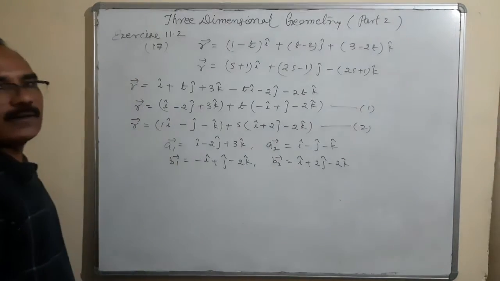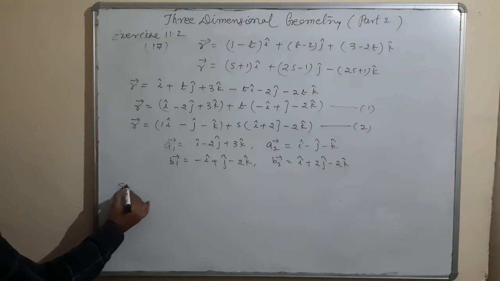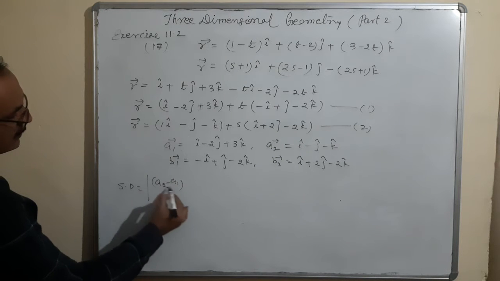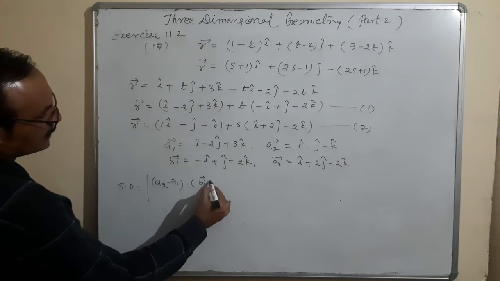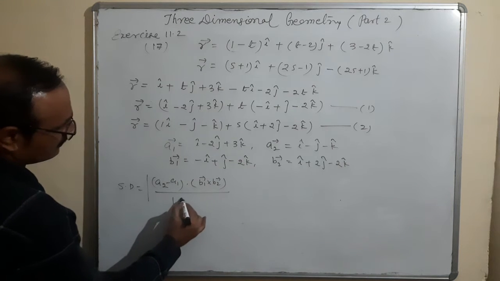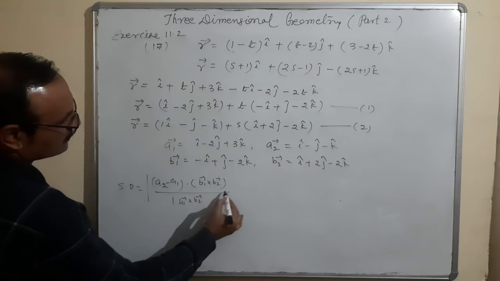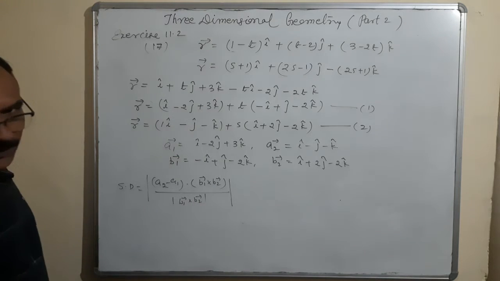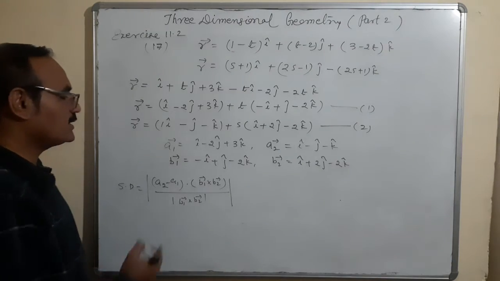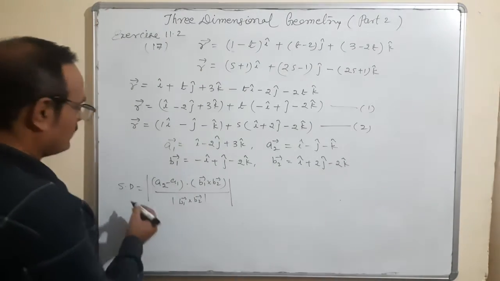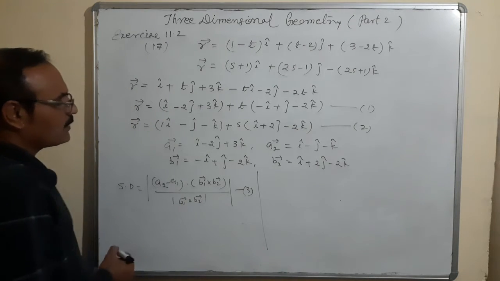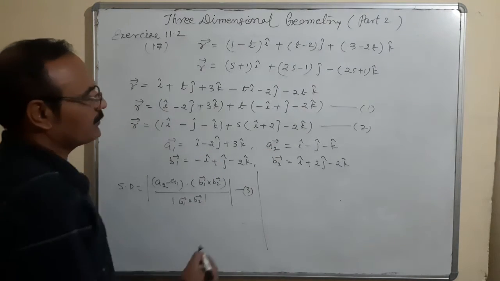Is it okay? The formula for shortest distance is equal to (A2 minus A1) dot (B1 cross B2) upon the magnitude of B1 cross B2. This is the formula. So now I am finding first A2 minus A1 and second B1 cross B2. Finally, we'll have to put the values in it. Okay. A2 minus A1.